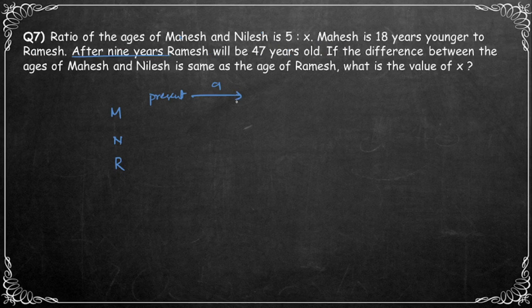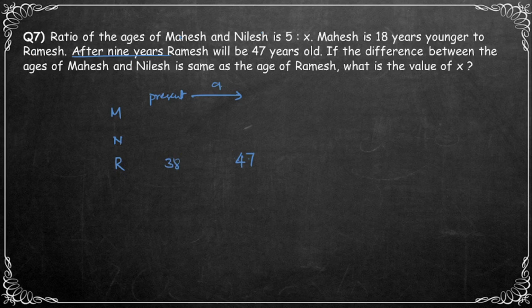So that means they are talking about this data. So that means it is 47. So after 9 years, Ramesh's age will be 47. Now we should think, can we fill anything else in the table with this information? Yes. So after 9 years, his age will be 47. So that means before 9 years, at present his age will be 47 minus 9, which is 38. So his age will be 38 years.